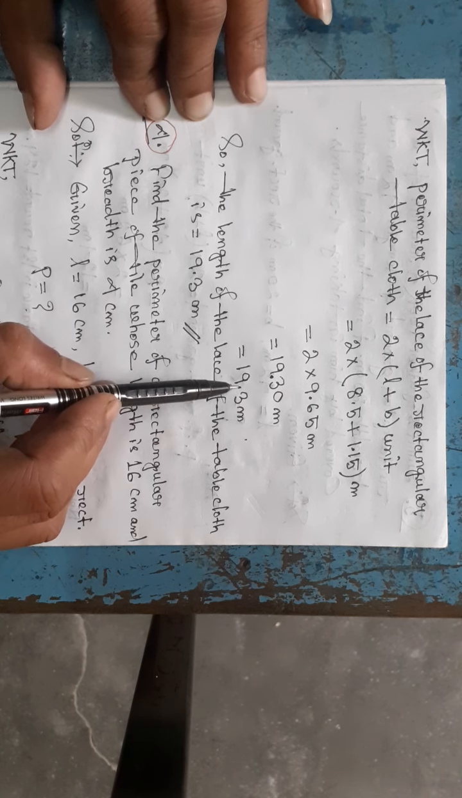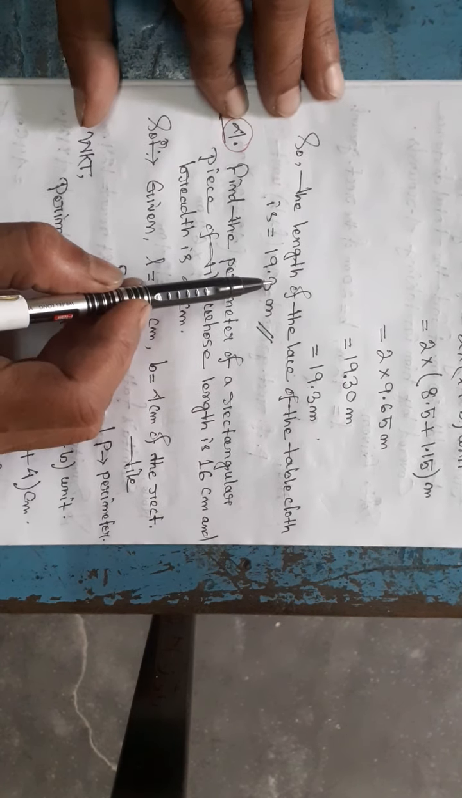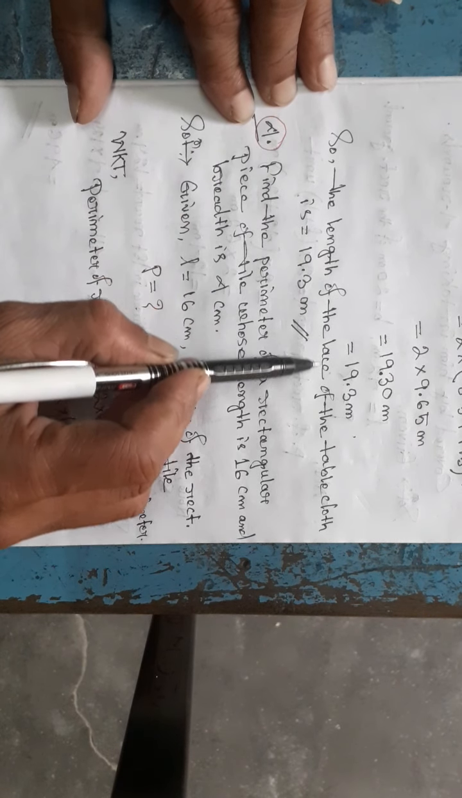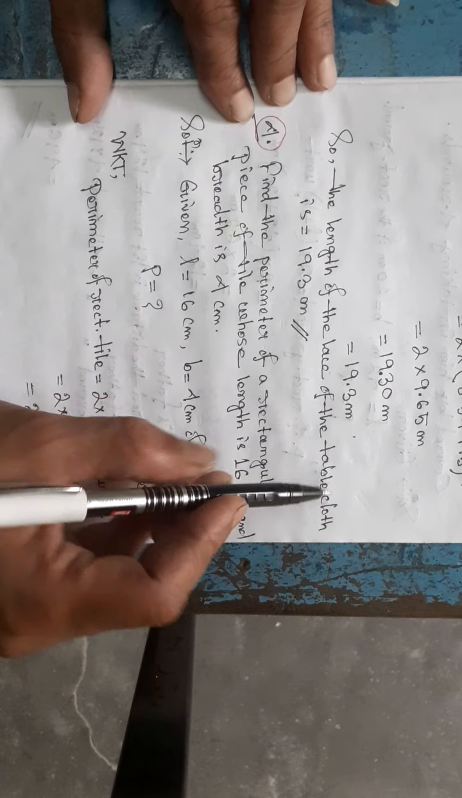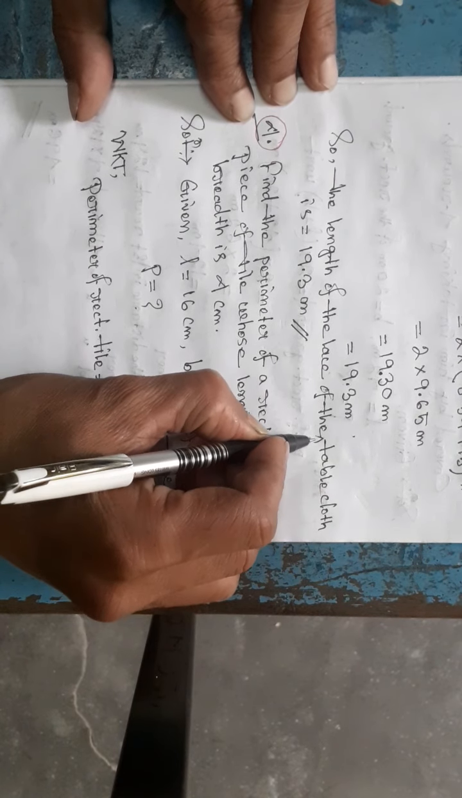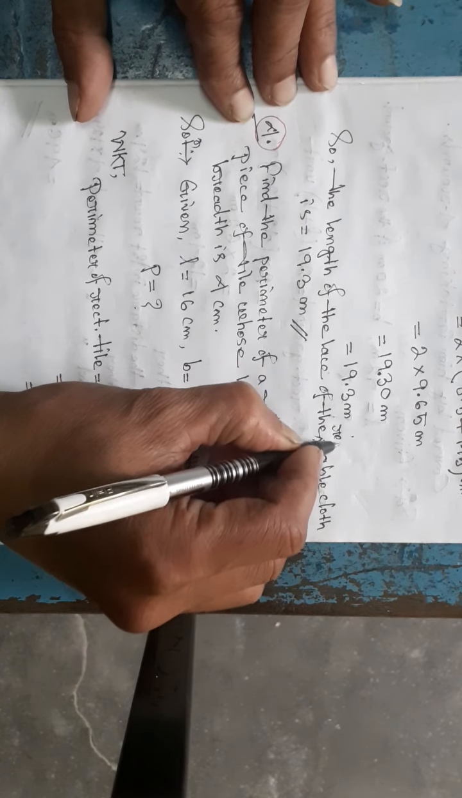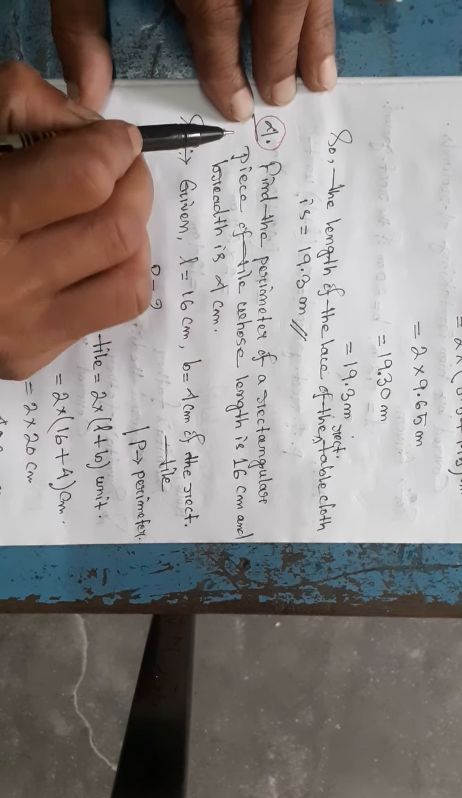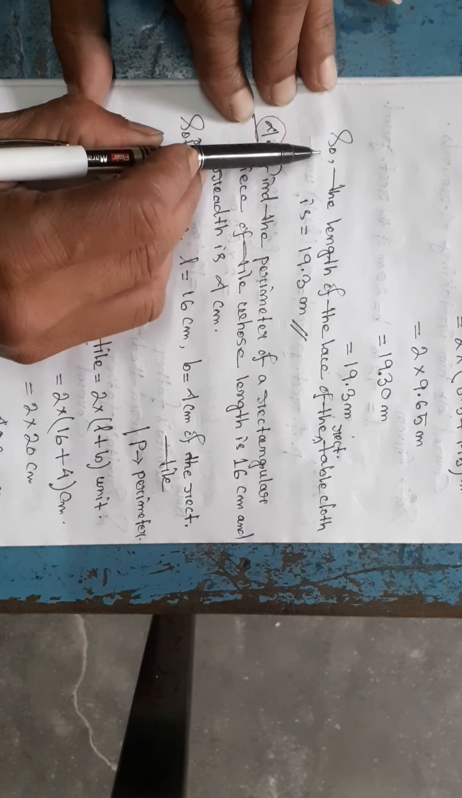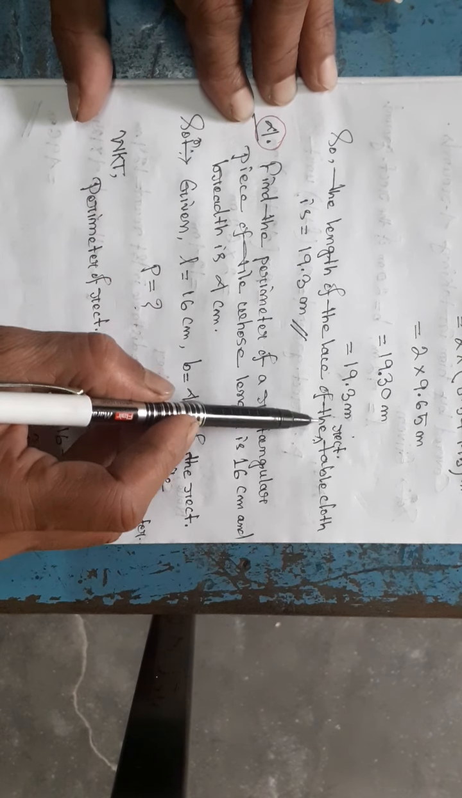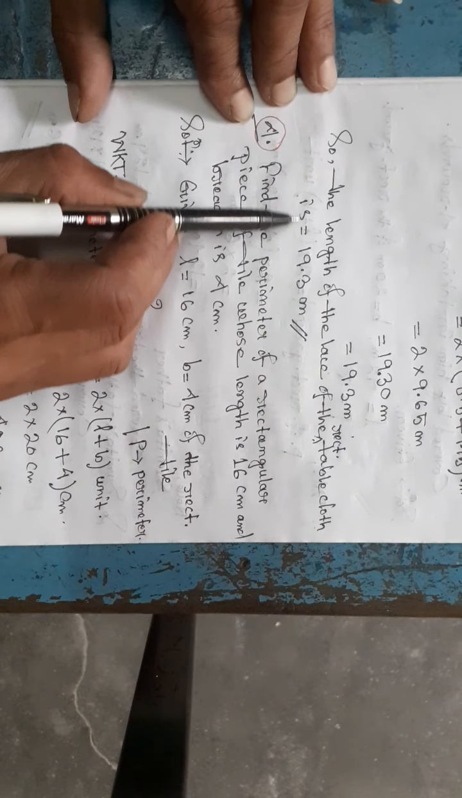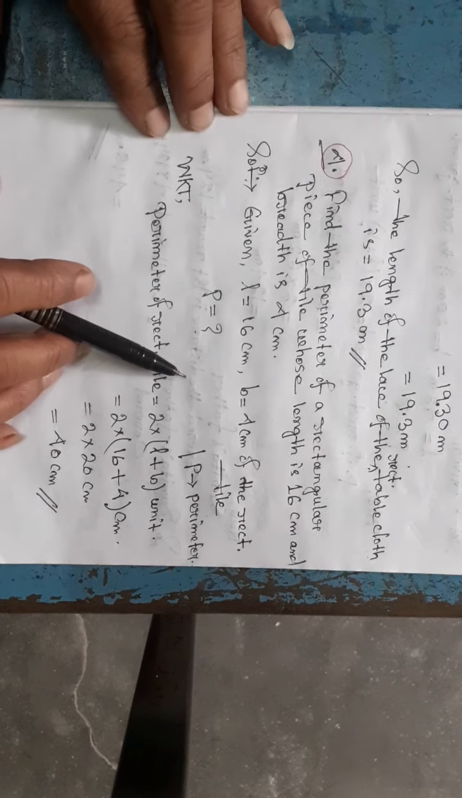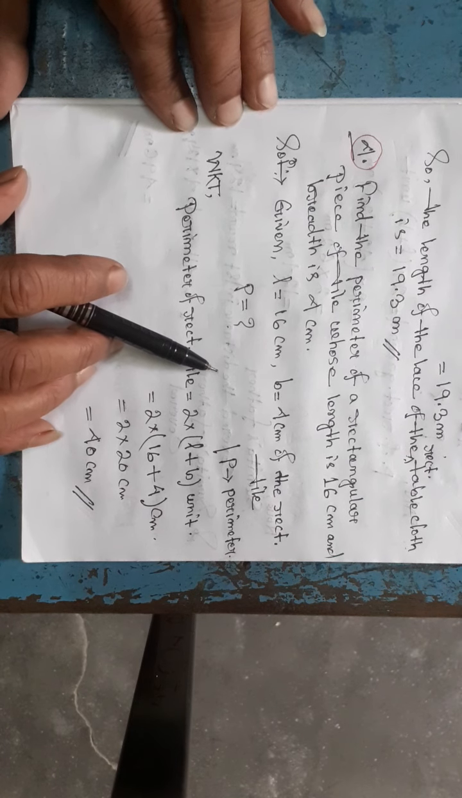Okay, so 19.3 meter. So what we can write in here, you see. So the length of the lace of the rectangular tablecloth is what? 19.3 meter. Again I am telling you, the length of the lace of the rectangular tablecloth is equal to 19.3 meter. Okay. Now question number 4, you see in here what is given?